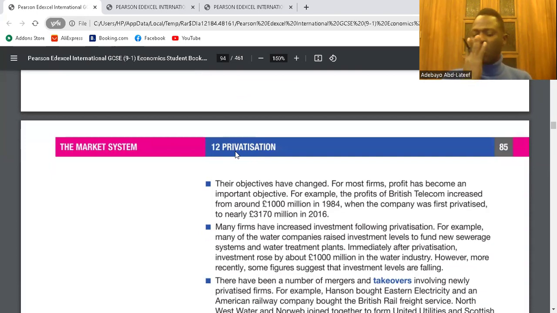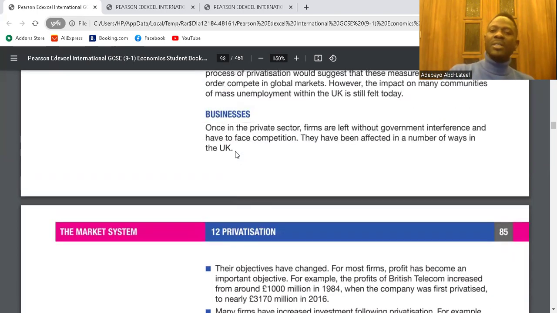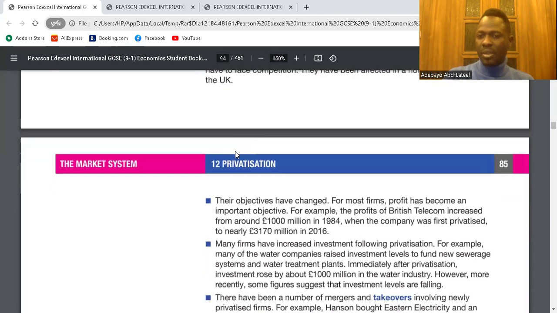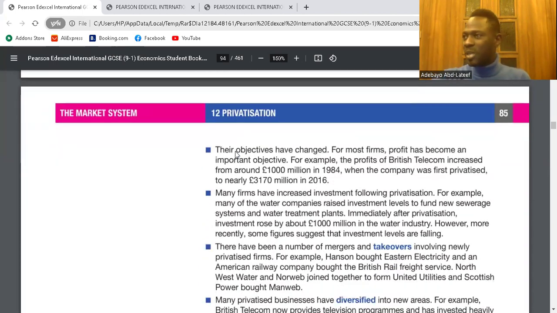Whenever there's privatization, it means new businesses are setting up, yes or no? So that increases competition in the market. Yes or no? Yes. If competition increases in the market, revenue would fall. Because now you have to share all the customers together. So your profit will be reduced. Then you might think about another objective. That's the first point. Many firms have increased investment following privatization.